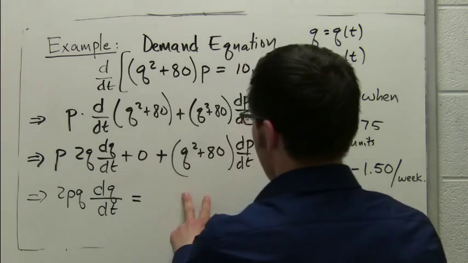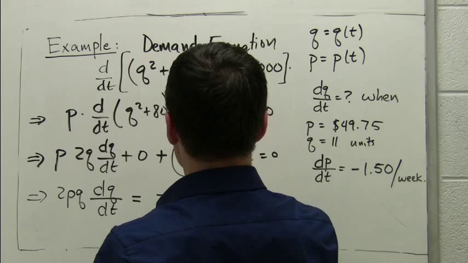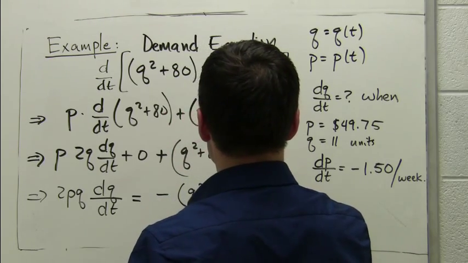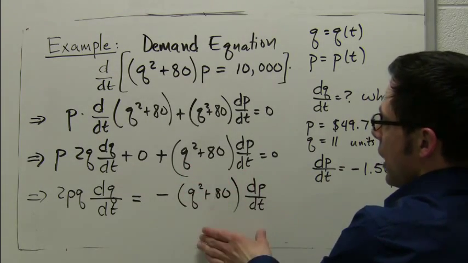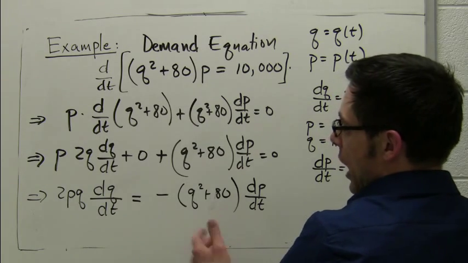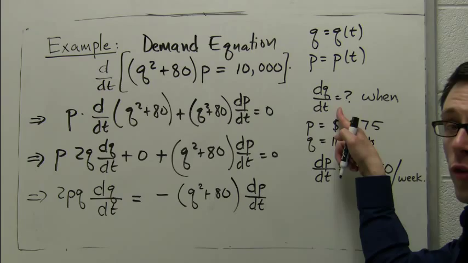Is equal to a minus quantity, q squared plus 80, dp dt. I just took this and subtracted it from both sides. Now I'm going to divide both sides by 2pq, so I have dq dt by itself, which is what I was looking to solve for in the first place.